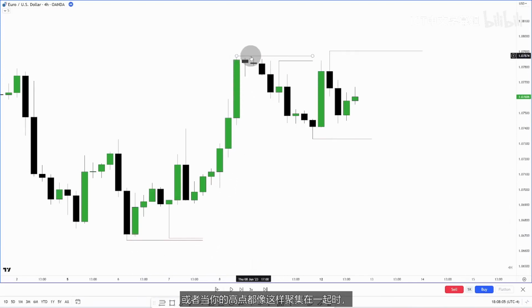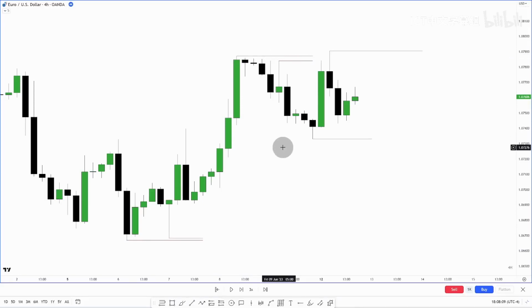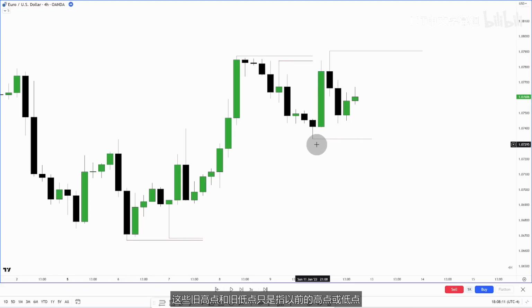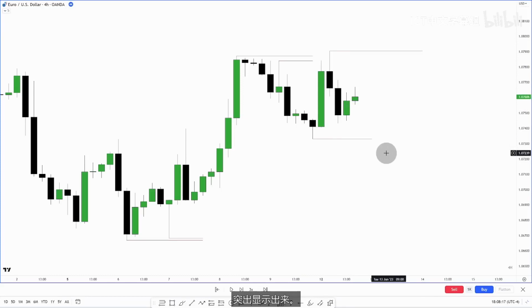Or when you have highs that are all clustered together like this, those are relatively equal highs. These old highs and old lows just refer to a previous high or low where a single swing point stands out like that.